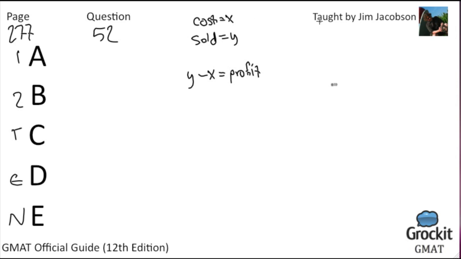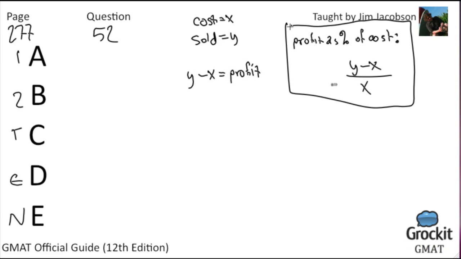We also know that the question is asking, the store's gross profit from the item was what percent of its cost? So in order to figure that, profit as percent of cost is going to be that profit as a fraction over the cost. And so this is what we're being asked for in this question. Now we can actually get to the statements.